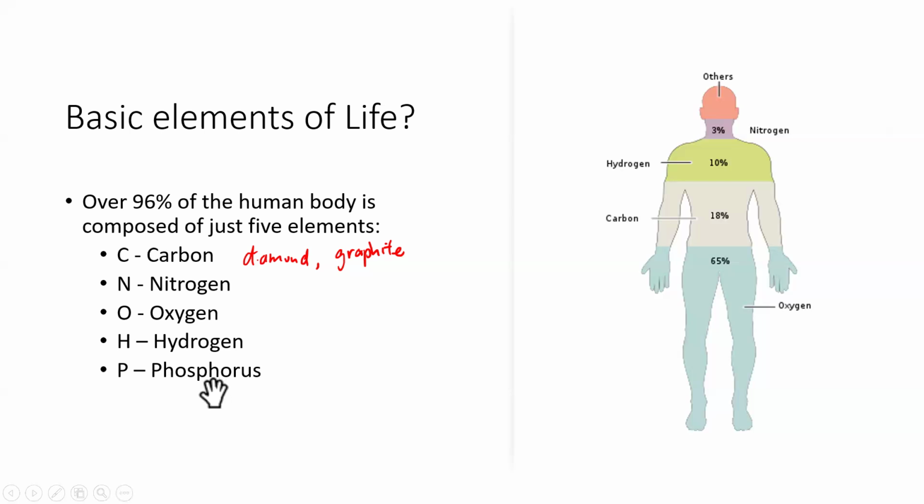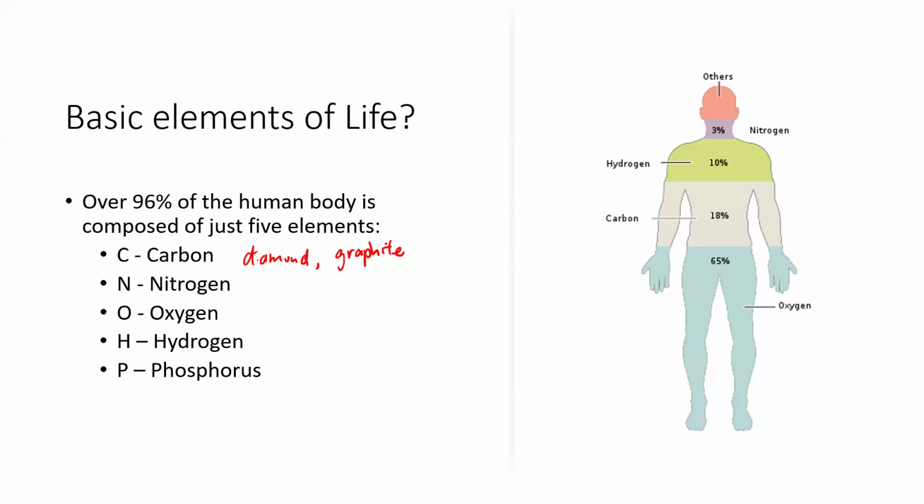Phosphorus. Okay? People are not really familiar with it, and we actually don't have a lot of phosphorus, but it is one of the key elements that makes us up. You might find it in matches. Right? It helps create a flame when you strike the match. So these are the 5 basic elements that make up over 96% of the human body.